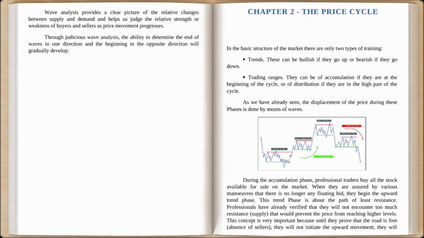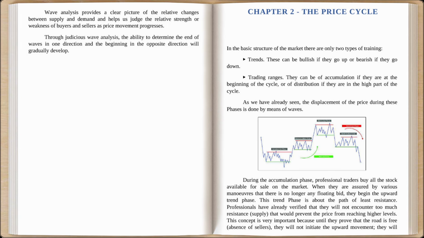Chapter 2. The Price Cycle. In the basic structure of the market, there are only two types of trading trends. These can be bullish if they go up or bearish if they go down. Trading ranges. They can be of accumulation if they are at the beginning of the cycle, or of distribution if they are in the high part of the cycle. As we have already seen, the displacement of the price during these phases is done by means of waves.